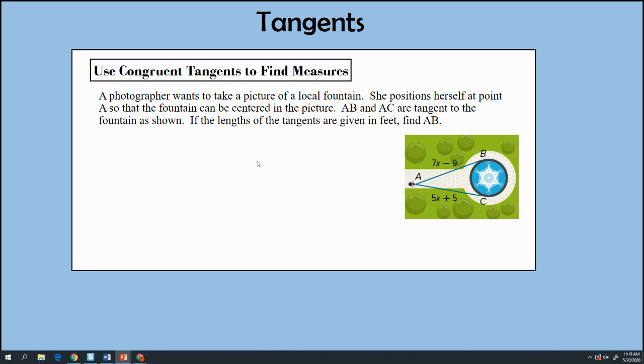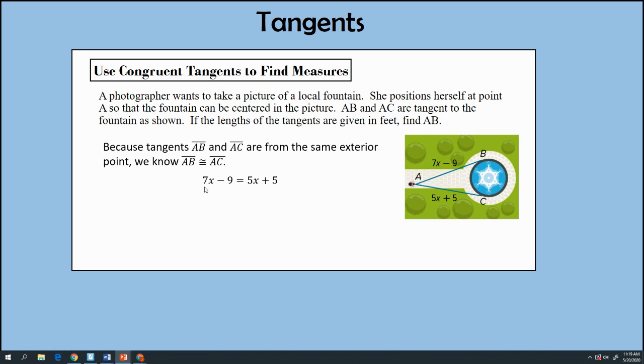We just use our basic property: because AB and AC are tangent to the circle and they're from the same exterior point, we know that these two are the same length. So we know 7x minus 9 equals 5x plus 5. Subtract the 5x, add a 9, divide by 2. x is 7.